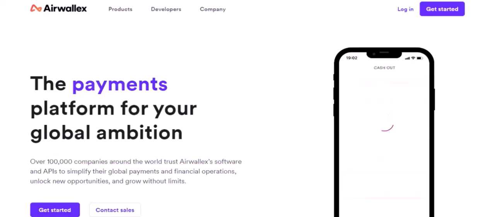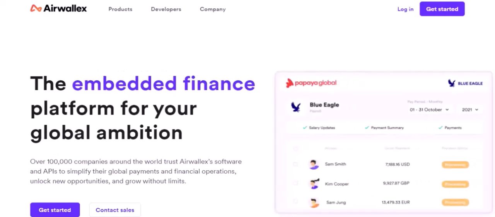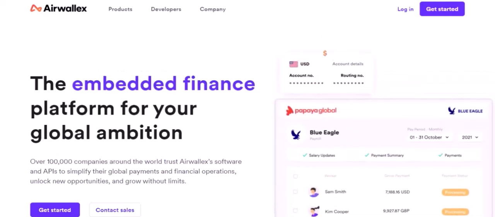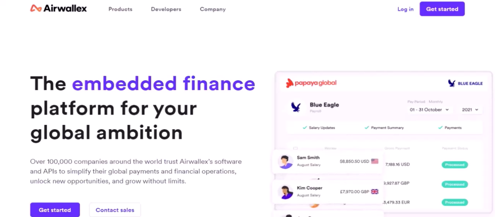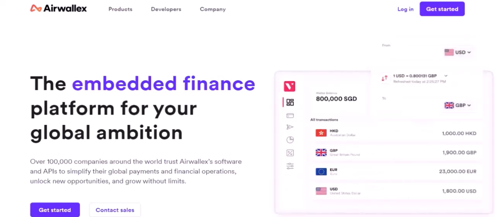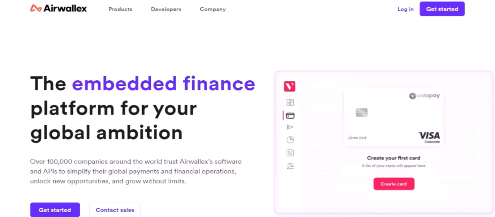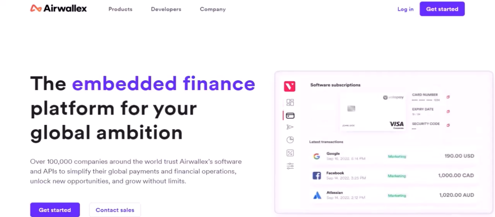So, you've got an Airwallex account, but how do you actually get money into it? It's a great question, and one we're going to answer today. Airwallex is a fantastic tool for businesses that operate internationally. It simplifies cross-border transactions, making it easier to pay suppliers, employees, and customers around the globe. But before you can leverage these benefits, you need to fund your account.